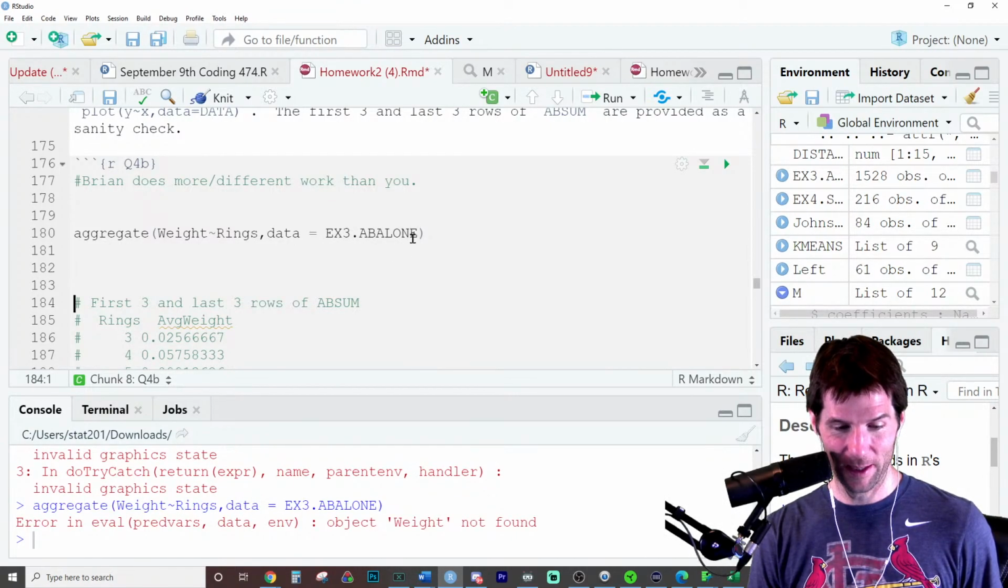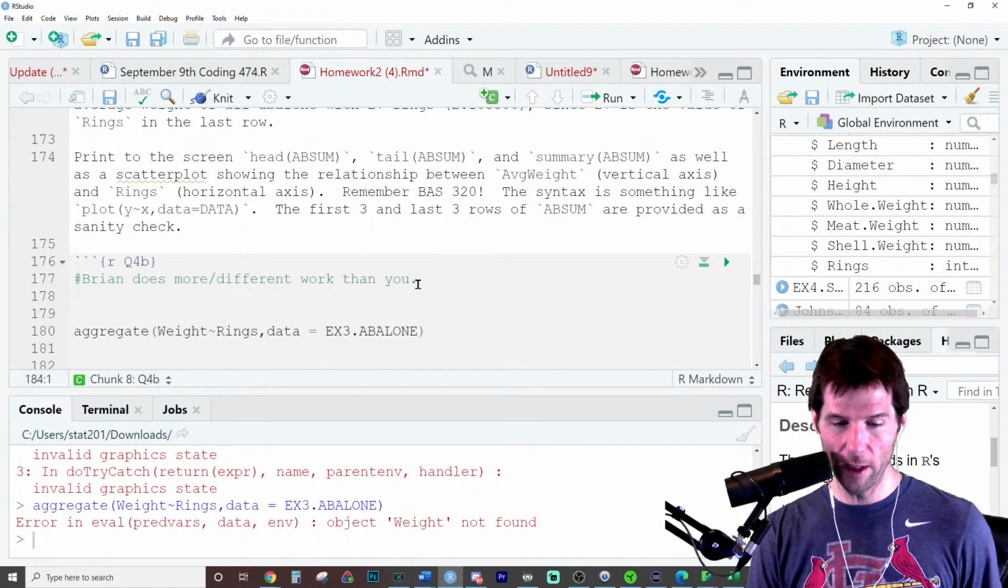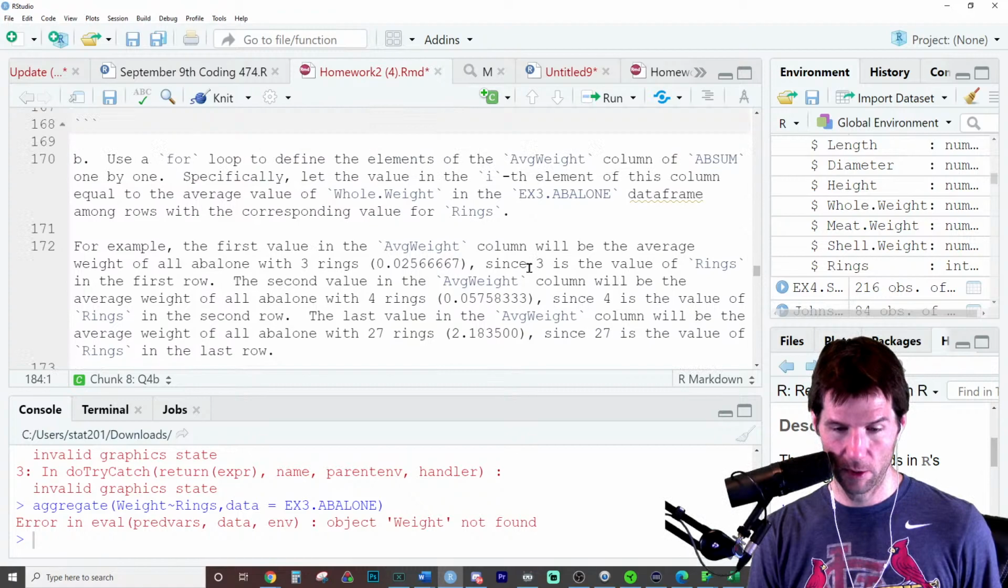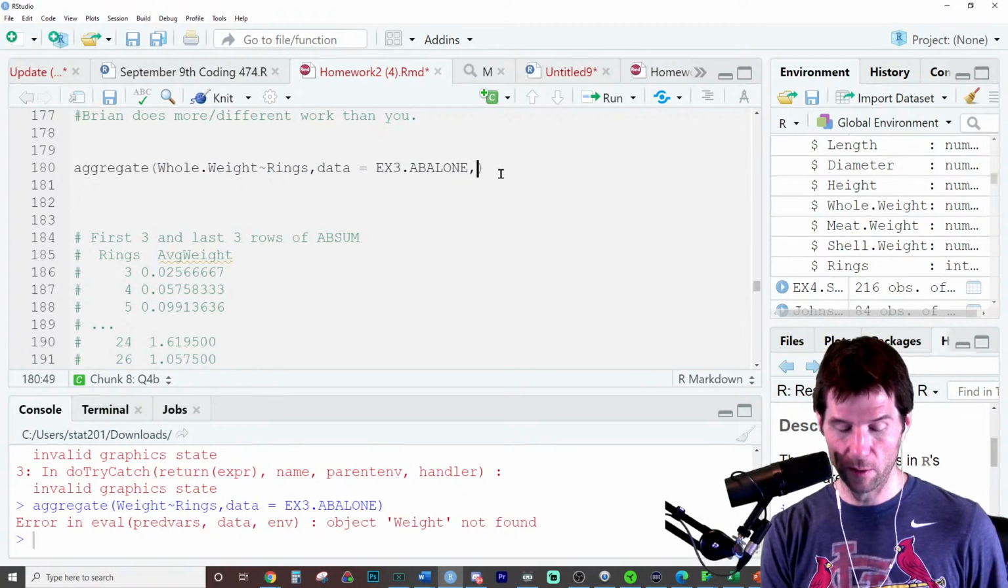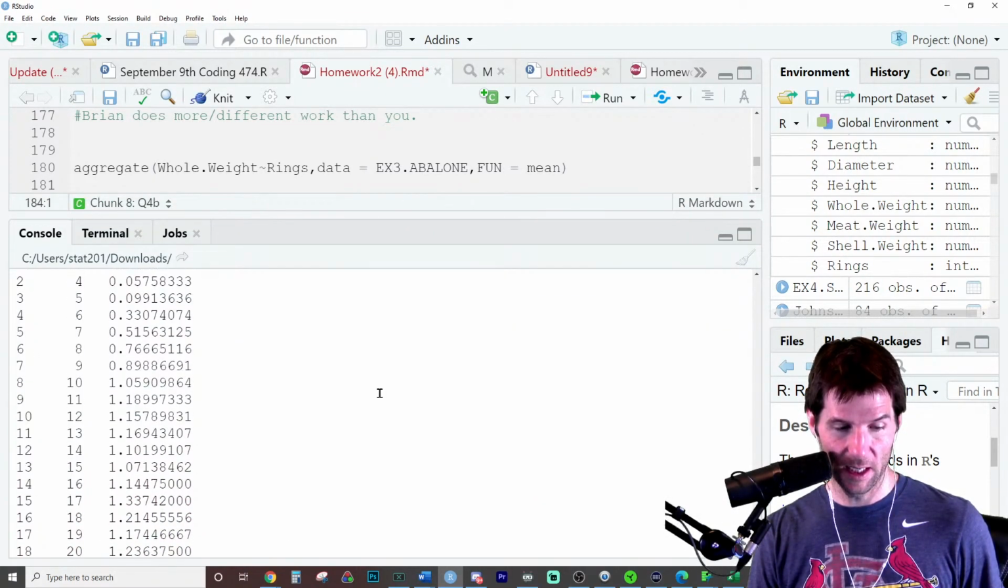I'd love it if I saw weight not found. What is in the X3 Abalone? Are we doing meat weight or whole weight? Which weight is it? Whole weight. So I'm just going to take that right here. This is not how we're doing it. We're just checking our work. And then we're going to go here to fun equals mean. And there we go. Wow. Well, that's kind of the answer.